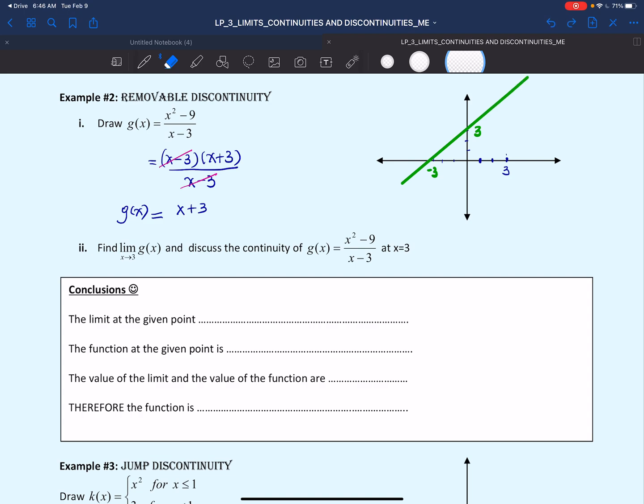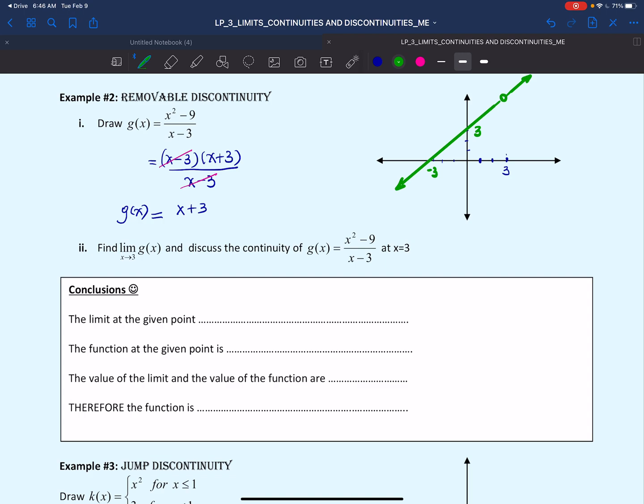Oopsie, that was too big. So I'll make this perfect, don't worry. Okay, almost perfect. So arrows, the graph continues.